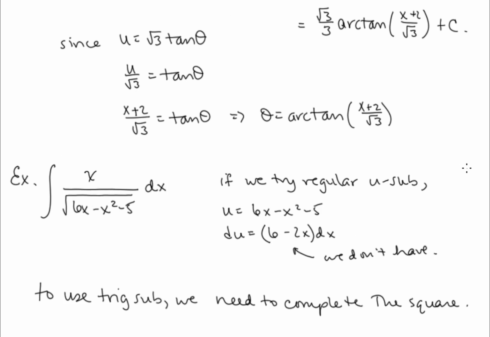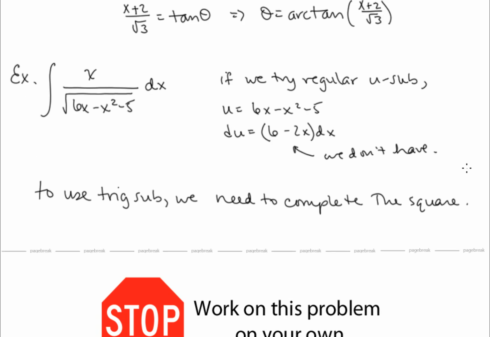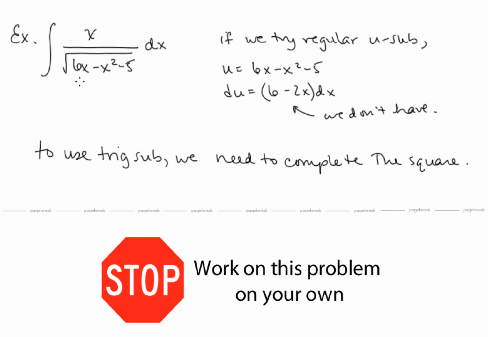Let's take a look at one more problem that needs completing the square: the integral of x over radical 6x minus x squared minus 5. And notice if we tried regular u substitution here, we would have u equals 6x minus x squared minus 5, and so du would be 6 minus 2x dx. And we don't have this 6 here. We don't have that extra constant hanging around here, so that's not going to work. So we are going to use trig substitution here, but we're going to need to complete the square.